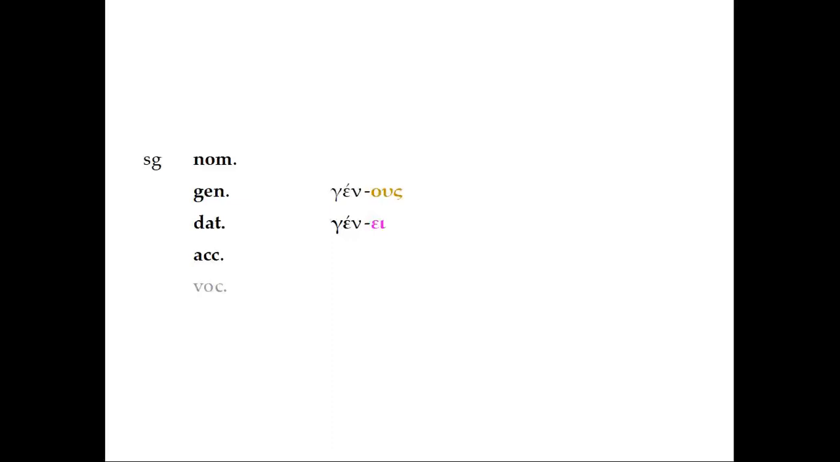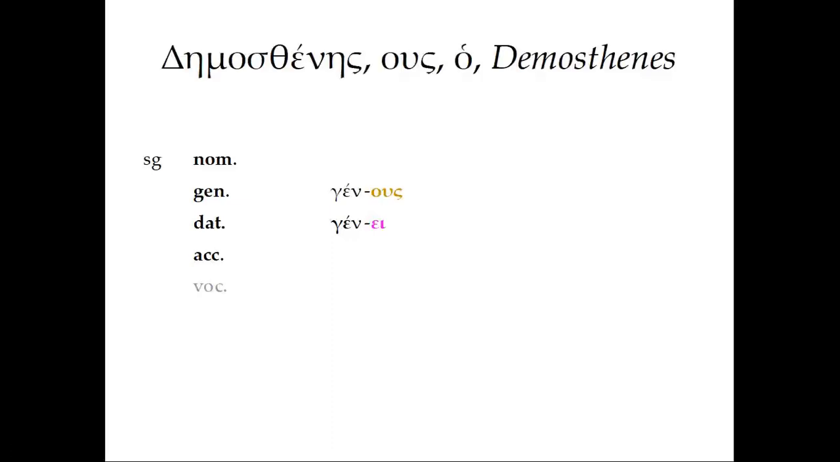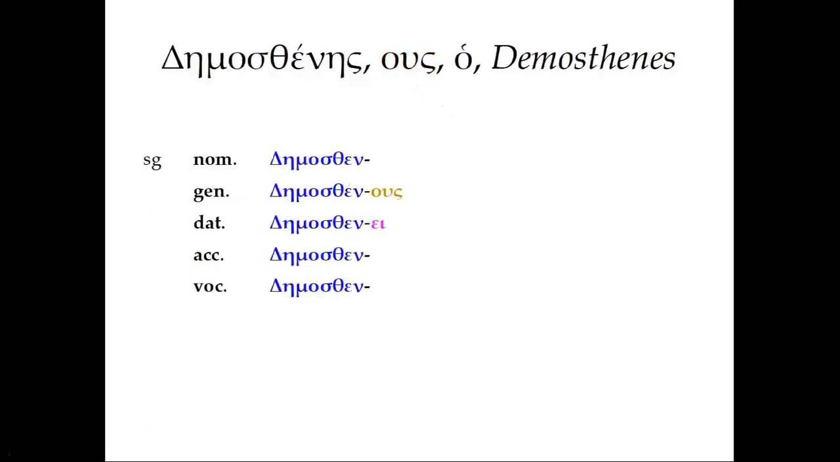So the first one we'll look at is Demosthenes, Demosthenous, Demosthenei. We are going to get our stem, drop the us ending in the genitive singular, which gives us Demosthen-. We're going to plug that into each of these places. And of course, outside of the genitive and the dative, we're going to get some different forms.